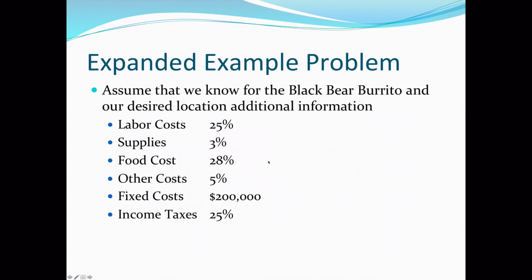Okay, so that being said, let's put some assumptions down. Let's assume that we know the Black Bear Burrito, of course we're going to use the same example as before with the initial franchise fee and the royalty and marketing fees, but we also have labor costs of 25%, supplies of 3%, food costs of 28%, other costs of 5%, then we have fixed costs and income taxes. The only one of these percentages that you cannot add together in your calculations is income taxes, and we have to calculate our taxes after we look at all of our other expenses.